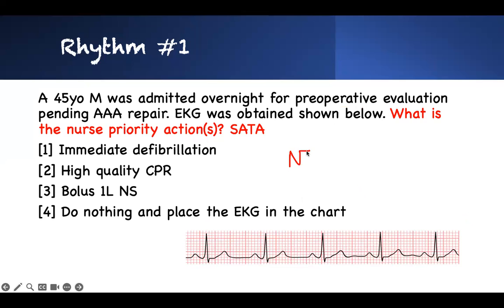So you have a patient with a normal sinus rhythm, heart rate 60 to 100 is normal. Therefore, what do I do? The patient's heart rate is fine. His EKG looks normal. So this is a normal EKG. Therefore, we should not defibrillate the patient. The patient does not need CPR. He's not going to be happy about it. The patient does not need a bolus. Do nothing and place the EKG in the chart. That's all. And the doctor can review it. So that's what you do as a nurse. So this is normal sinus rhythm, everybody. Most people have normal sinus rhythm unless there's anything wrong with the heart.